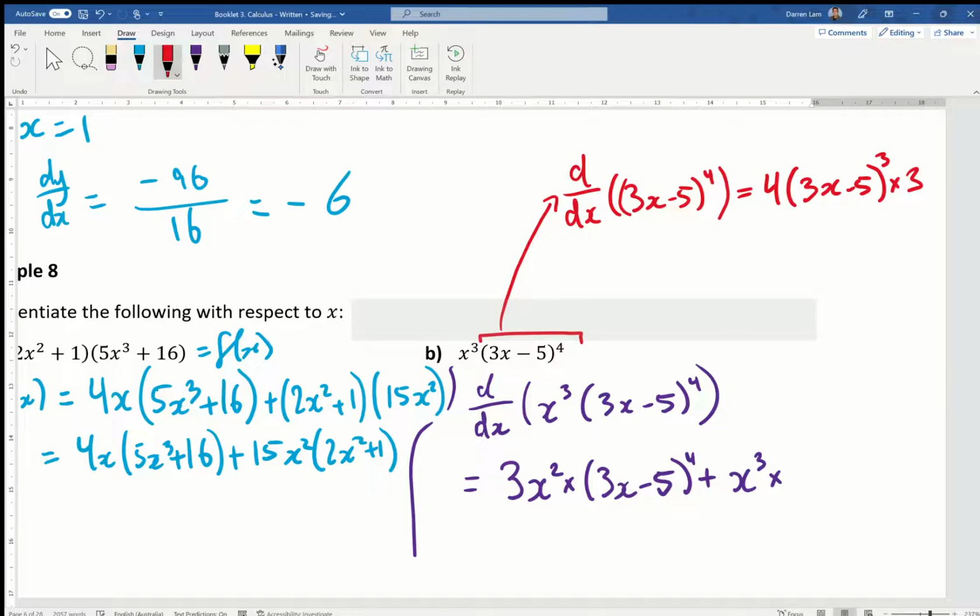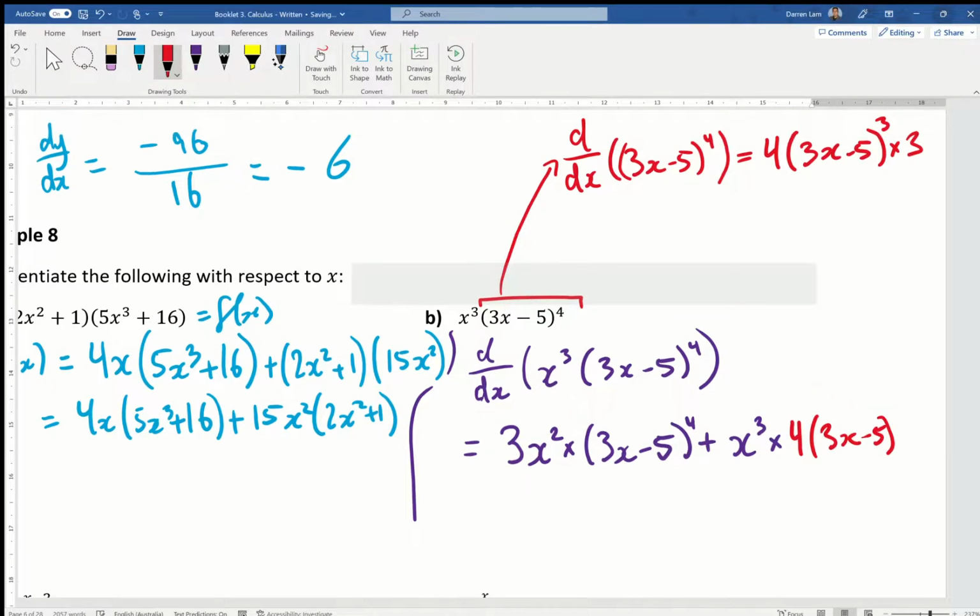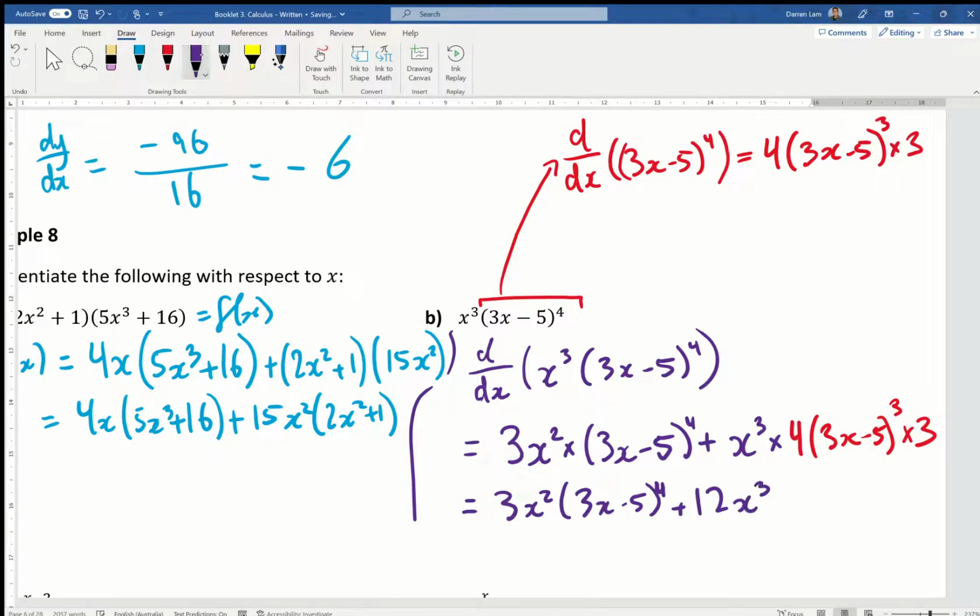Any questions? Okay. Are we starting to wrap our mind around this? Yeah. And then I can just bring that back into my larger function, because remember, we're multiplying by the derivative. I'm going to write that in here. 4 bracket 3x minus 5 to the power of, what did I say it was? 3? Yep. Times 3. Again, that is a reasonable simplification, which equals 3x squared bracket 3x minus 5 to the power of 4 plus 12x cubed bracket 3x minus 5 to the power of 3.